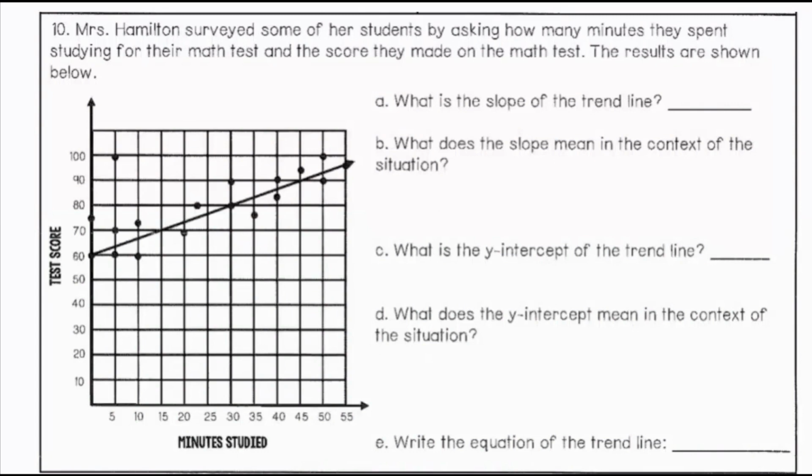Now looking at number 10, Miss Hamilton surveyed some of her students by asking how many minutes they spent studying for their math test and the score they made on the math test. The results are shown below. We want to find the slope of the trend line. So again, I'm going to use 2 points. I'm going to use my y-intercept here of 0, 60. My next closest point would be here at 15, 70. So going up 1 is going up 10, and then going over 1, 2, 3, my scale is 5, so that's going over 15. So my slope here is 10 over 15, which if I simplify this would give me 2/3.